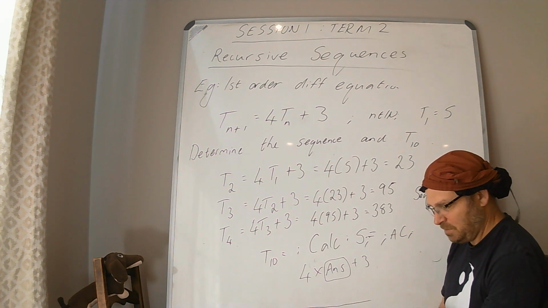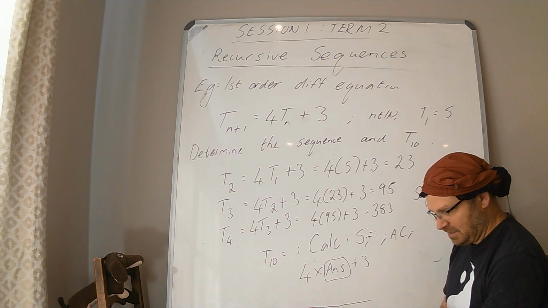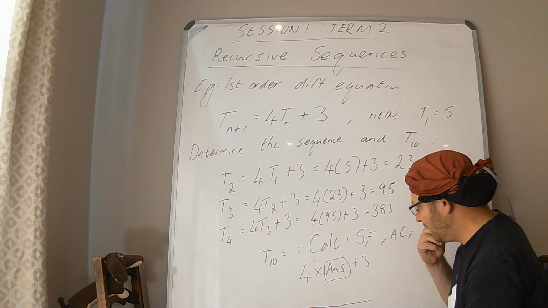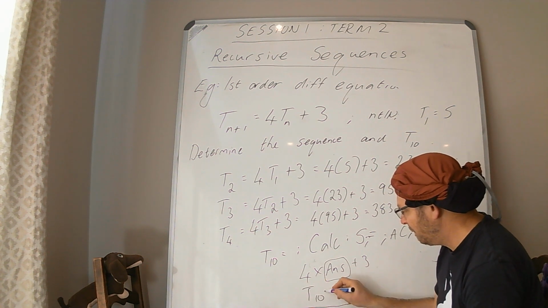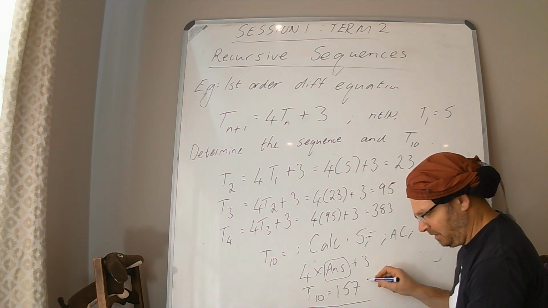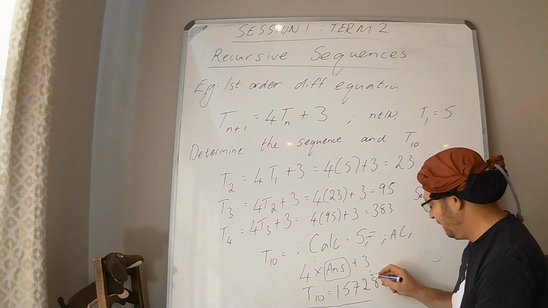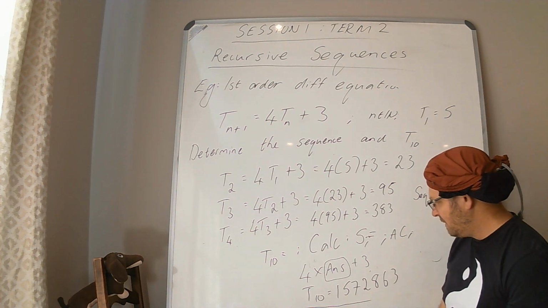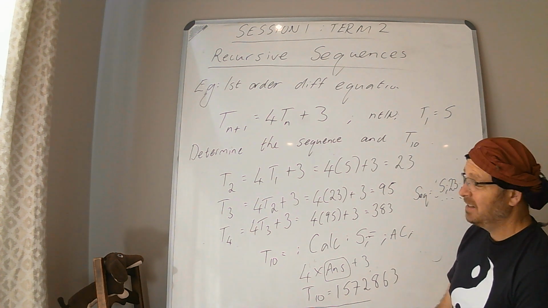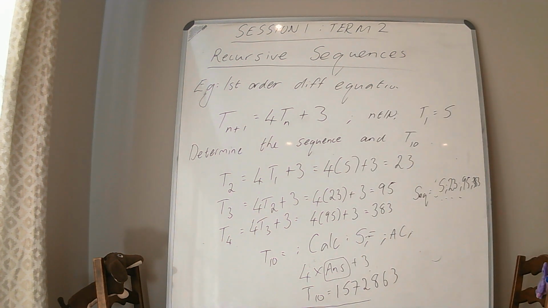And we've got to get to term 10, so I'm on term 4, and 5, 6, 7, 8, 9, 10. So I got term 10 was equal to 1,572,863. Okay, get all of that down.